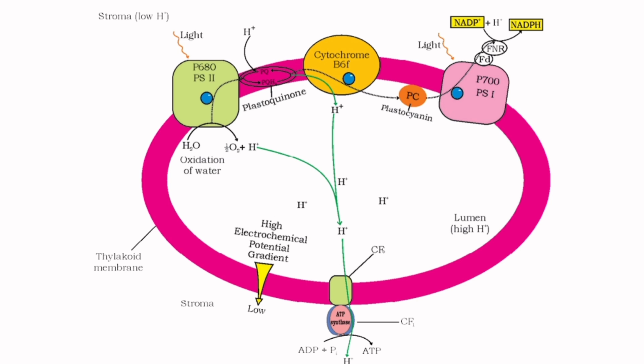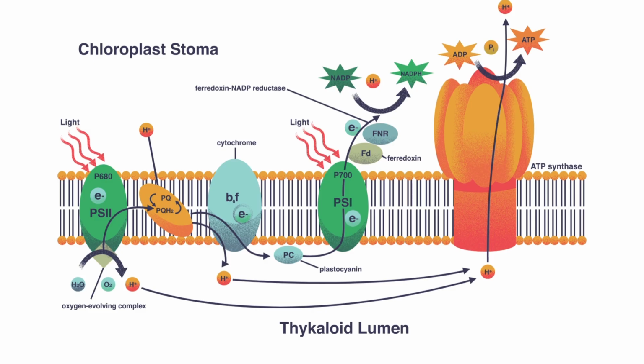So this gradient is later broken down due to the movement of protons across the membrane back to the stroma through the transmembrane channel of the F0 of the ATPase. The ATPase enzyme, we can see in the diagram, consists of two parts. F0 is the one which is embedded in the membrane and forms a transmembrane channel that carries out the facilitated diffusion of protons across the membrane. The other portion is called F1 and protrudes on the outer surface of the thylakoid membrane that faces the stroma.